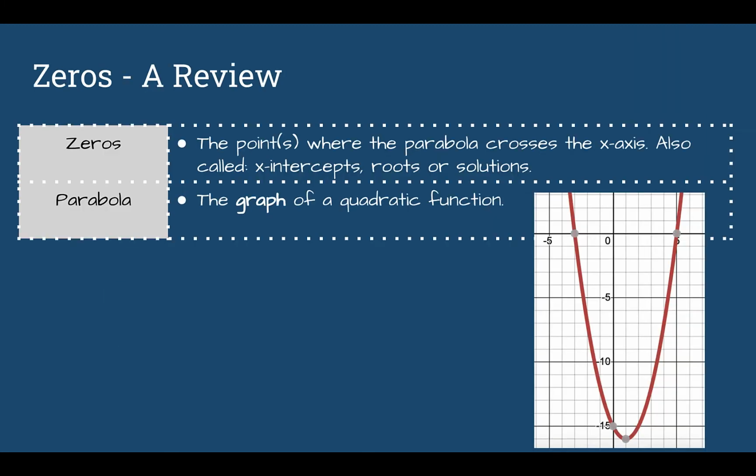First, before we begin solving our quadratic equations for the zeros, let's remind ourselves what a zero is. The zeros are the points on a parabola where it crosses the x-axis. They're also called the x-intercepts, roots, or solutions. Here we have a parabola, which is the graph of our quadratic function. There are 2 points on this one where it crosses the x-axis. Those are the zeros. Sometimes there will be 2, sometimes there will only be 1 point where it touches, and sometimes it won't touch at all, but here there are 2.